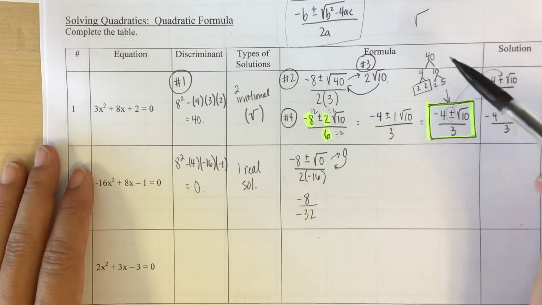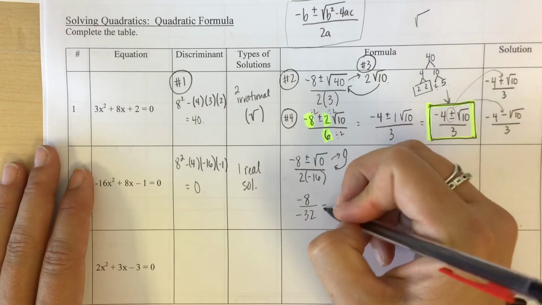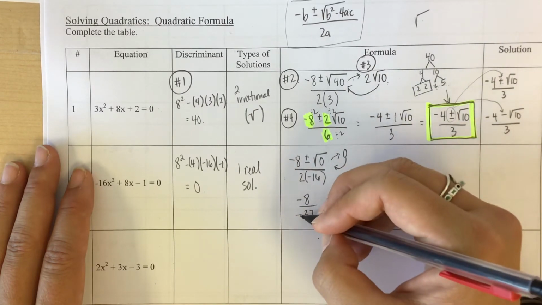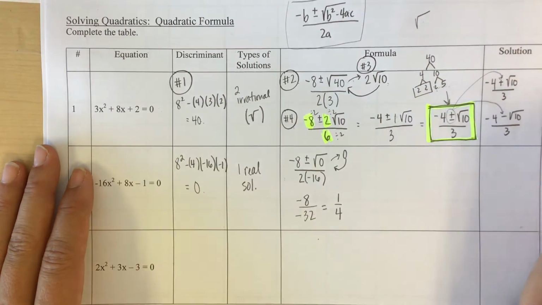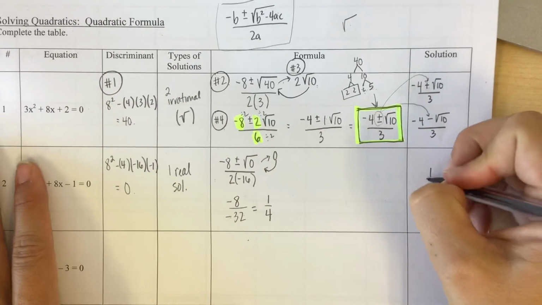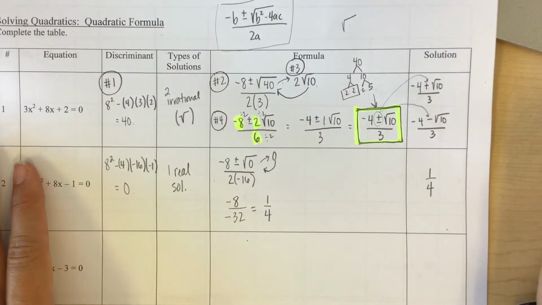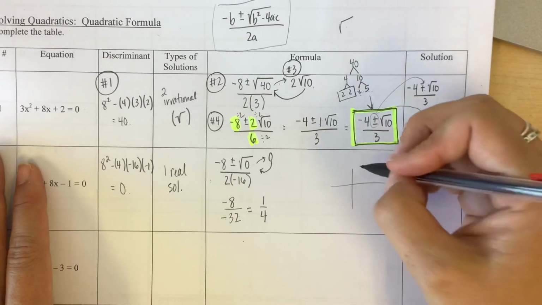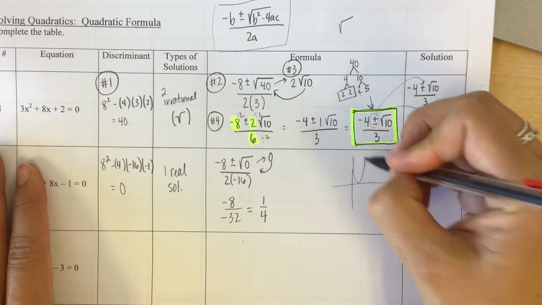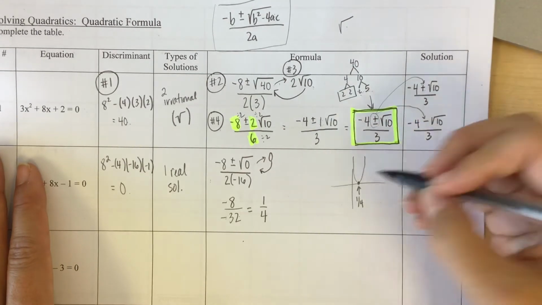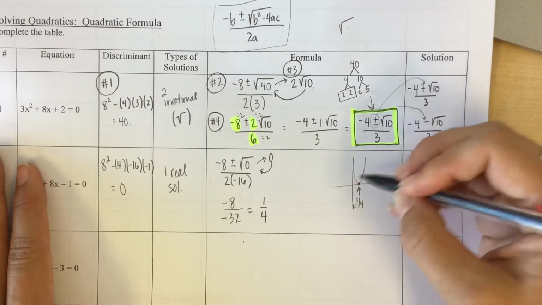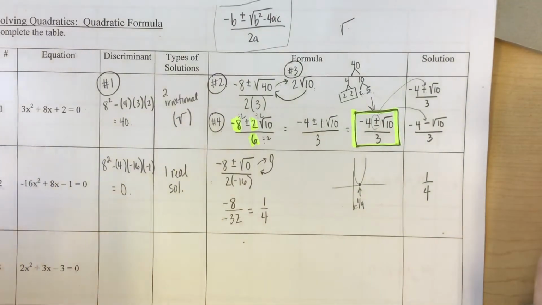Step 4 is to simplify. So if I simplified this, a negative over a negative makes it positive, and 8 over 32 simplifies down to 1/4. So our solution is 1/4. So what that means is if I were to graph this parabola, it would touch right here, and that would be 1/4 right there. That your x value there would be 1/4, and it's the vertex that's touching there. Okay? All right, we are going to skip on over.